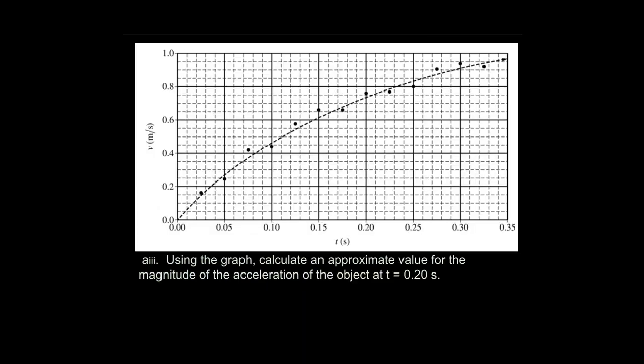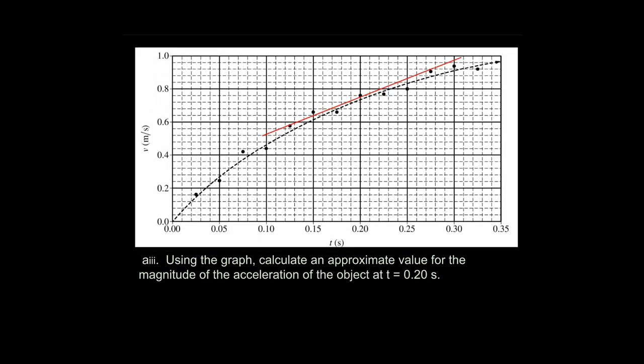All right, and so A part 3 says, using the graph, calculate an approximate value for the magnitude of the acceleration of the object at t equals 0.2 seconds. So what that means is we're just going to take, like we said, a tangent line right here at t equals 0.2 seconds and calculate the slope. Now it's really crucial when you do this that you actually calculate the slope from 2 points on the line, not data points that they give you. They will not give you the points if you take 2 data points and do your slope calculation that way. And the reasoning for that is this.